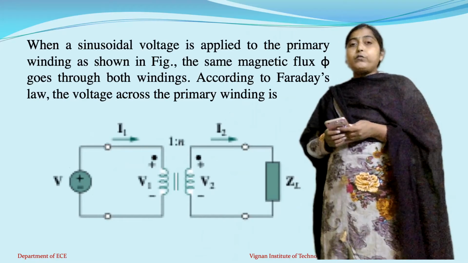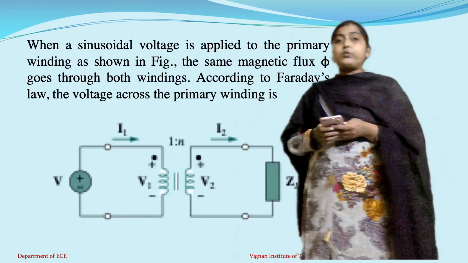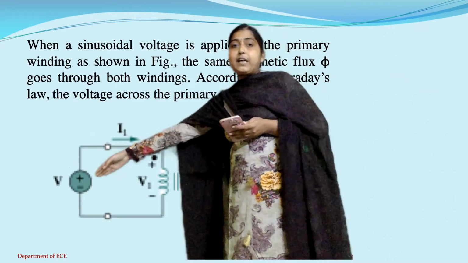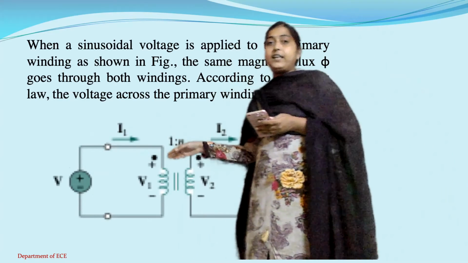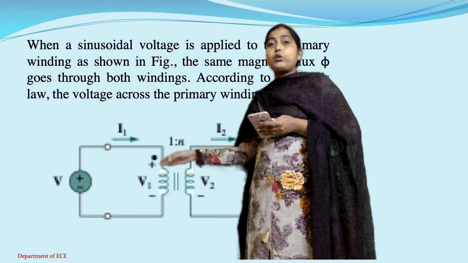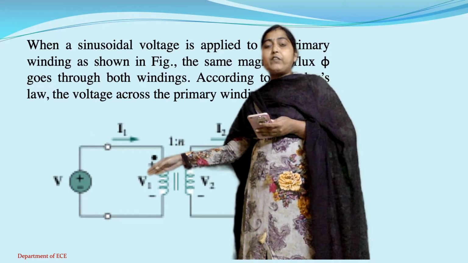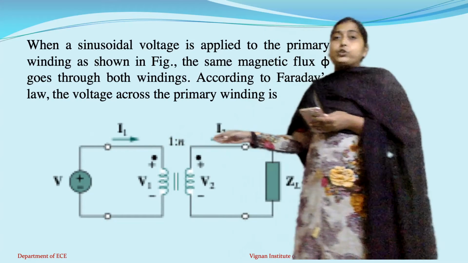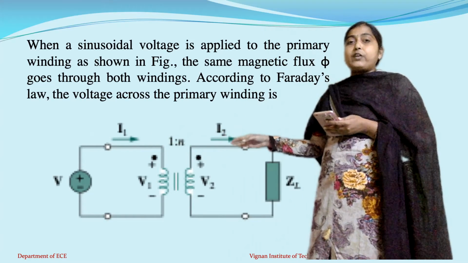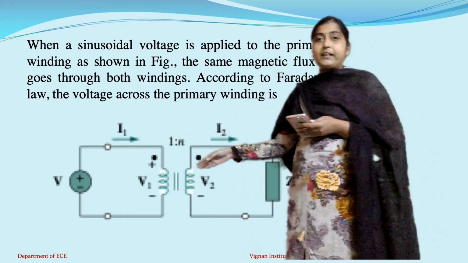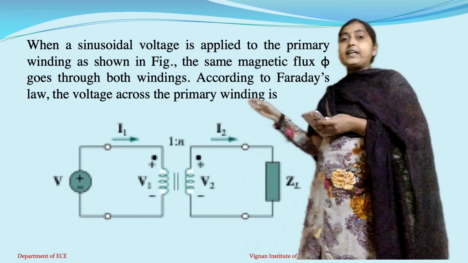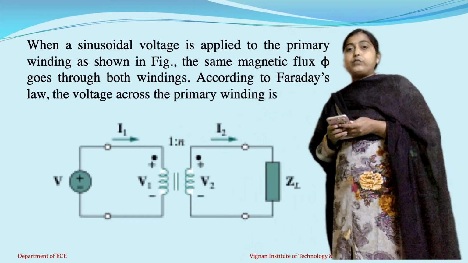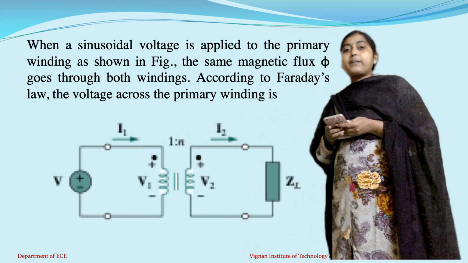Now, coming to when a sinusoidal voltage is applied to the primary winding. Let us assume that some sinusoidal voltage is applied on the primary winding. The primary winding is represented here, the voltage on the primary winding is given as V1 and the current flowing through the primary winding is I1. Now, the same magnetic flux phi goes through both the windings because they are magnetically coupled. According to Faraday's law, the voltage across the primary winding can be written as, which we have already studied while discussing magnetic circuits.